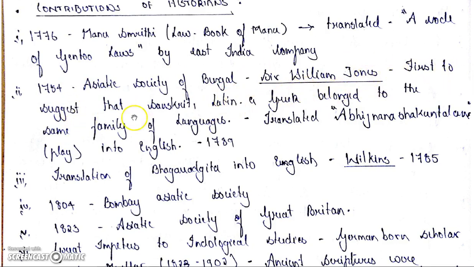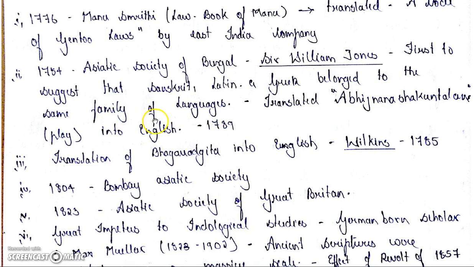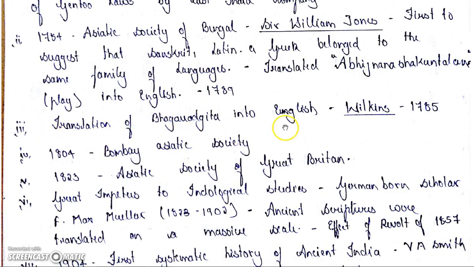He was the first to suggest that Sanskrit, Latin and Greek belong to the same family of languages, right? He also translated Abhijnana Shakuntalam. Abhijnana Shakuntalam was written by Kalidasa, and it was a play, and he translated it into English in 1789, right? Then the translation of the Bhagavad Gita into English was done by Wilkins in 1785, right?